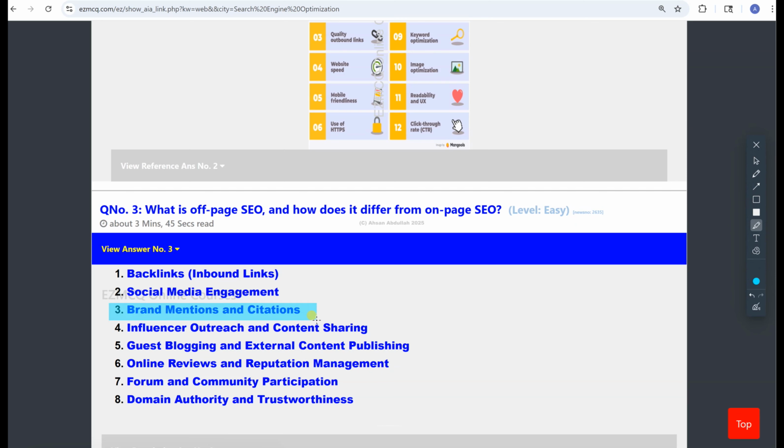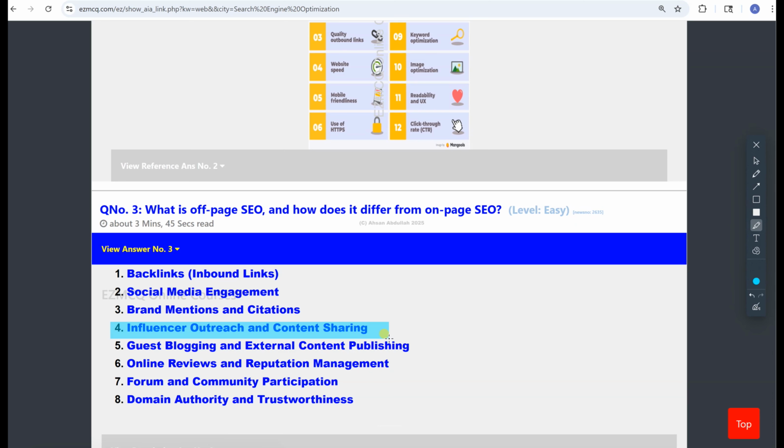And then is brand mentions and citations. Here, citations in business directories also reinforce the local search engine optimization. Of course, these are external indicators, which is different from the on-page. But of course, that increases the marketing effort and everything. Then influencer outreach and content sharing. You should think about collaborating with influencers. Why? Because that amplifies it, it increases the reach, and it encourages backlinks from trusted sources.